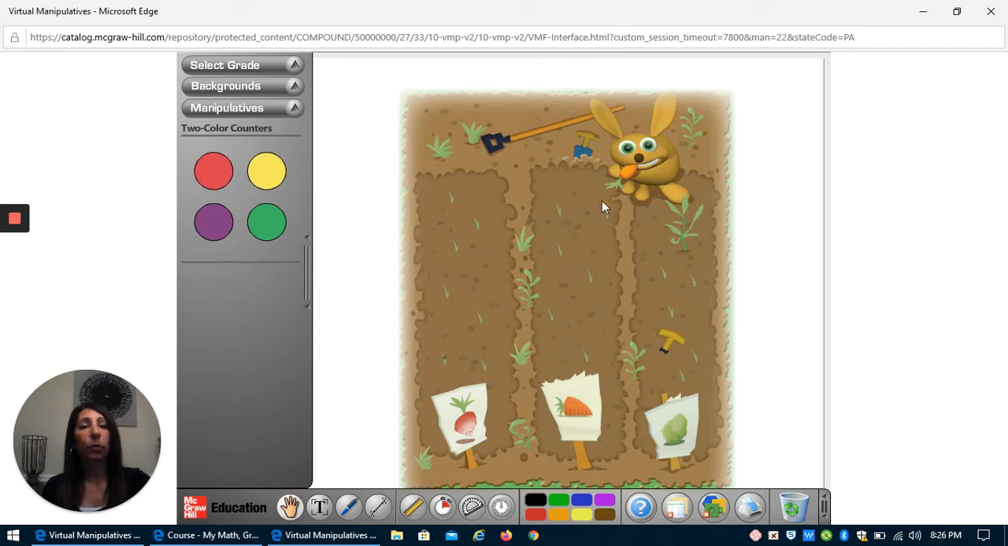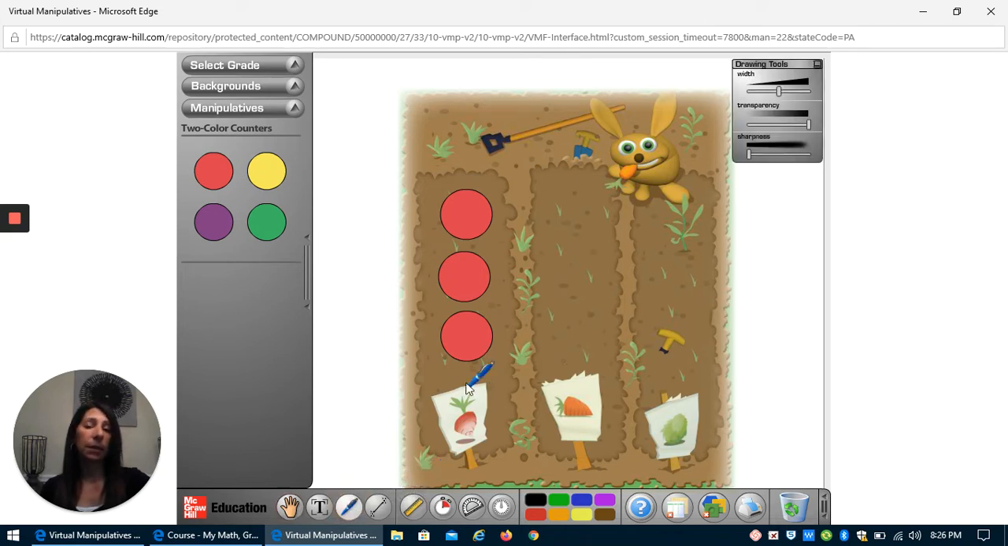So our bunny friend over here planted, let's do 3. 1, 2, 3. So he started with 3 radishes and he got a little bit hungry. So he decided to eat one. So let's take this one away.